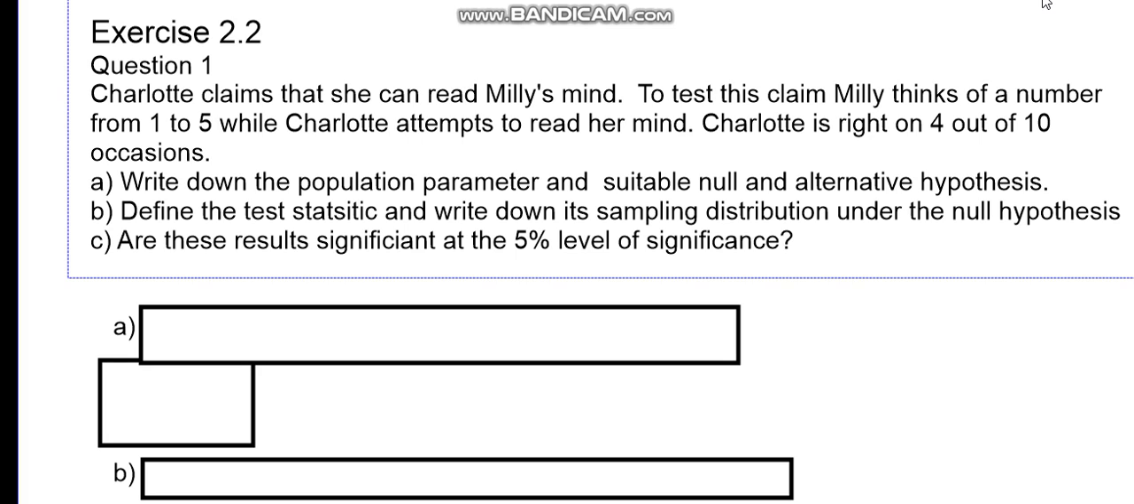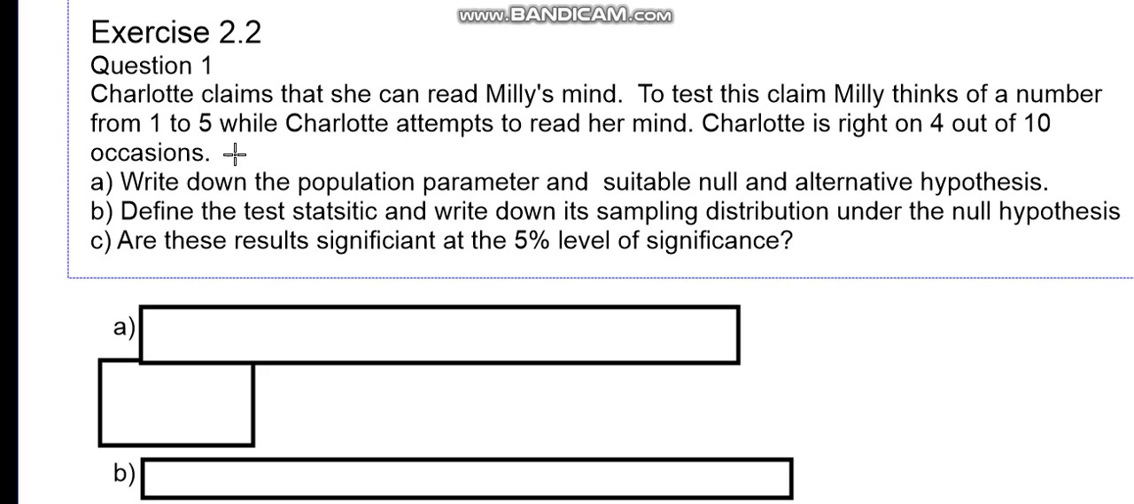Okay, so this is page 201, and we're looking at exercise 2.2, question 1. So we've got that Charlotte claims that she can read Millie's mind. To test this claim, Millie thinks of a number from 1 to 5, while Charlotte attempts to read her mind. Charlotte is right on 4 out of 10 occasions.